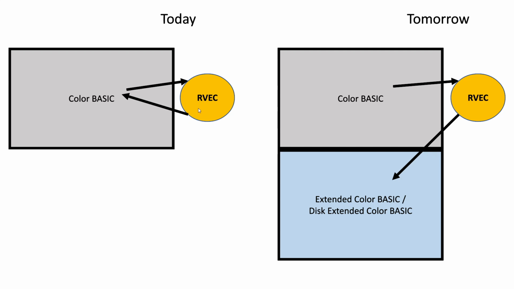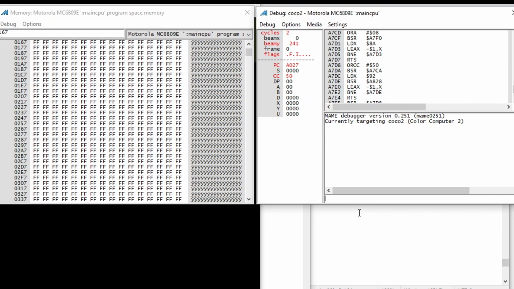Let's watch that in action using the MAME debugger. So when you start the debugger, it breaks in before anything happens. So at hex address 167, we're all just sitting at FFs. So I'm going to ask it to set a watch point at 167, 3 bytes long on a write.